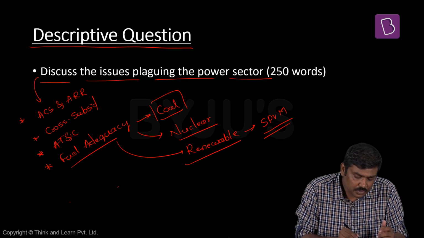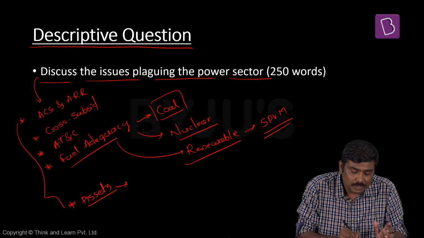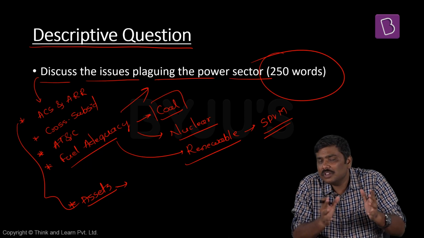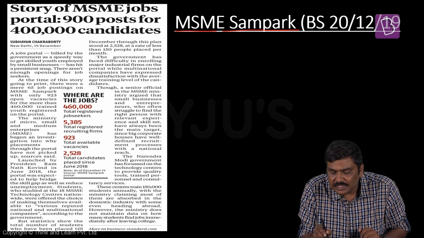Apart from fuel adequacy, there is also the issue of standard assets in the thermal power plants. So these are some of the issues which are plaguing the power sector, and you are supposed to write about 250 words on all these particular issues in the power sector. The next article is related to MSME Sampark.